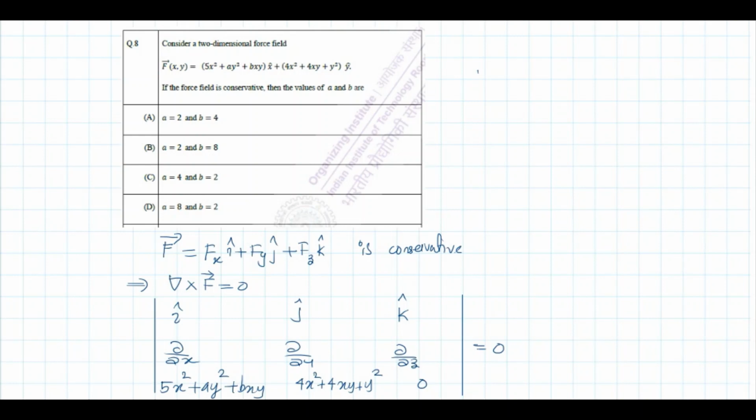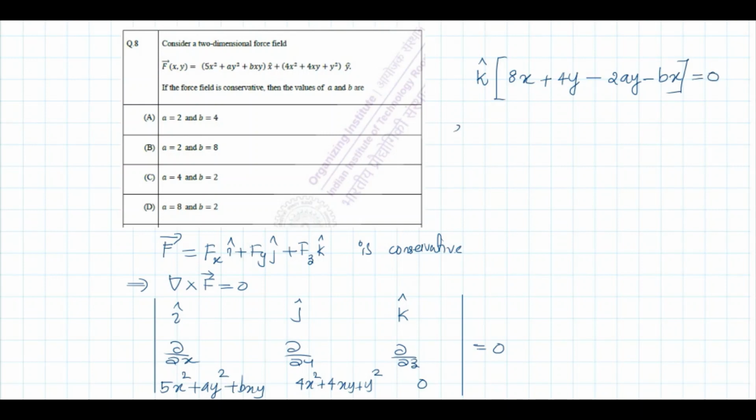That is the condition for F conservative. Then I can write it as i cap into dou by dou y of 0 and dou by dou z of this quantity, which is 0. j cap into, again that will give you 0. Then k cap into dou by dou x of 4x square plus 4xy plus y square, and that will be 8x plus 4y, minus dou by dou y of 5x square plus ay square plus bxy, that is minus 2ay minus bx, and this should be 0.